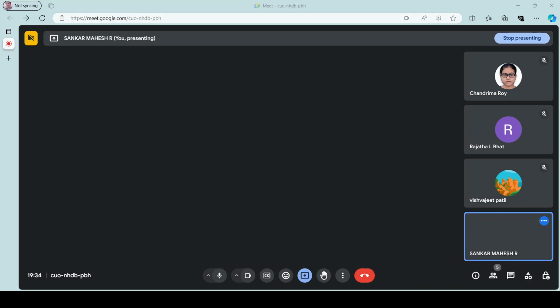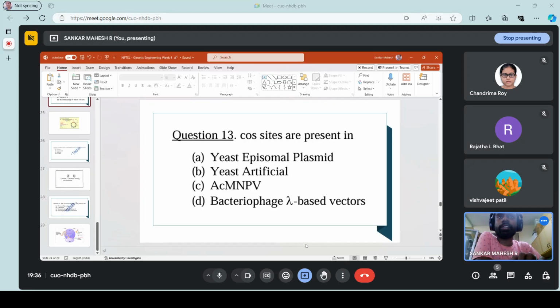The next question is, cos sites are present in... four options are given. Option A is yeast episomal plasmid, Option B yeast artificial chromosome, Option C is AcMNPV, and Option D is bacteriophage lambda based vectors. You can take a couple of minutes and then raise your hand. We can start with discussing what cos sites are, then we'll go through the different options. Okay.